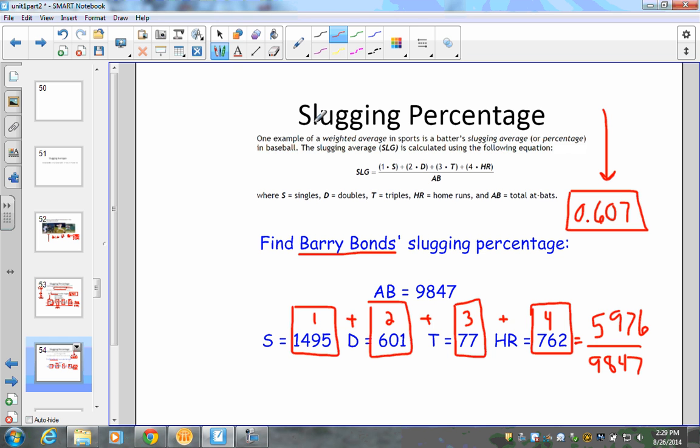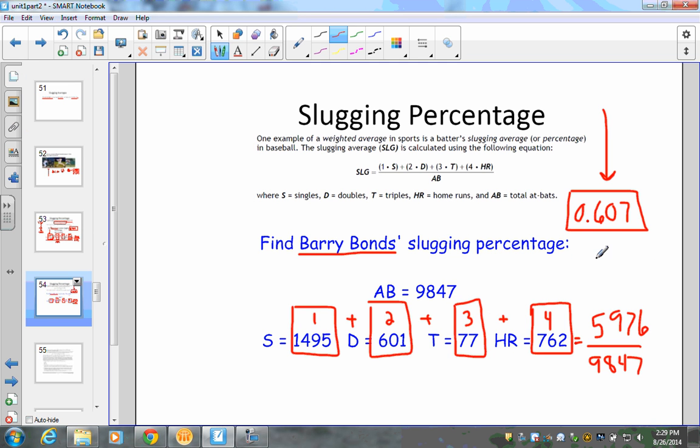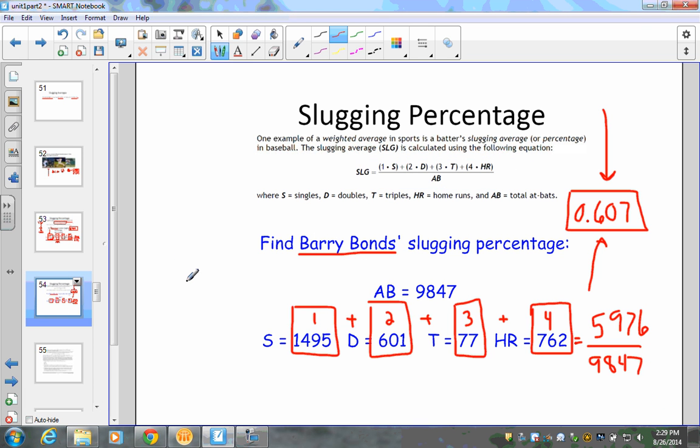Okay? Now, once again, the point of this lesson, let's go back to the title page, is just to understand how numbers can be used, especially dealing with multipliers, to figure out information. And in this case, using slugging averages or slugging percentage, we found out that Barry Bonds has more power than Pete Rose. So that is what we learned about slugging percentage.